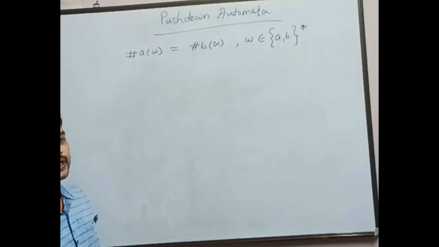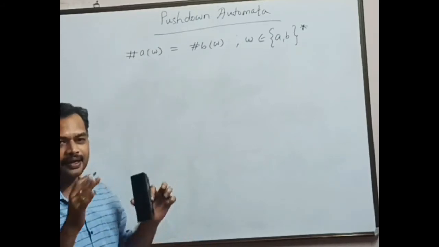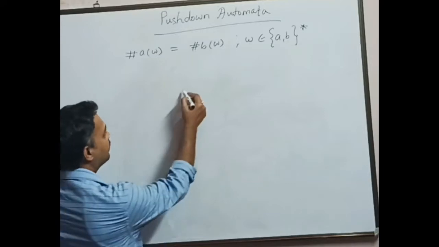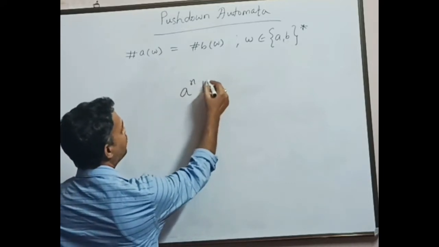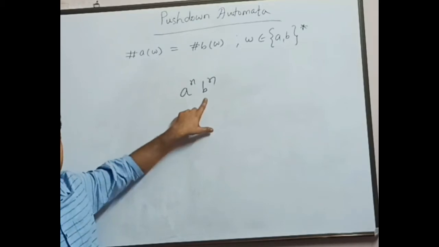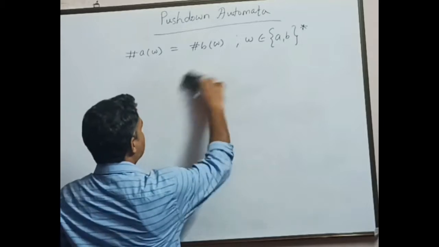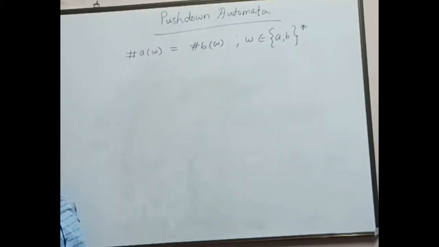Now, one thing we have to observe here is that there is no pattern. In the earlier problem statements, we had a pattern like A to the power n, B to the power n. That means the number of A's followed by the number of B's. But here there is no such pattern. Next, let us design a PDA for this particular problem statement.